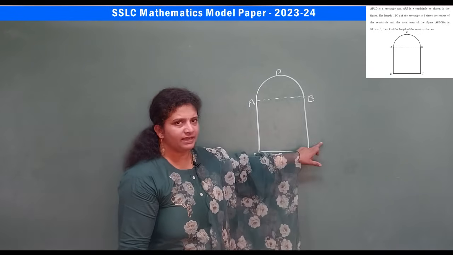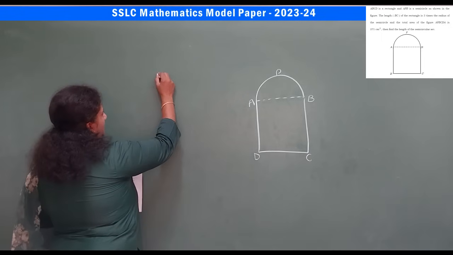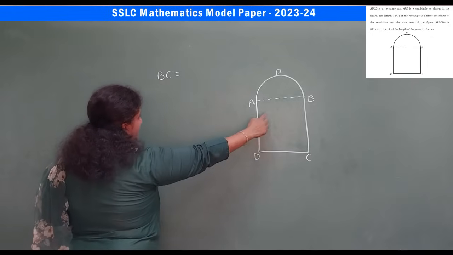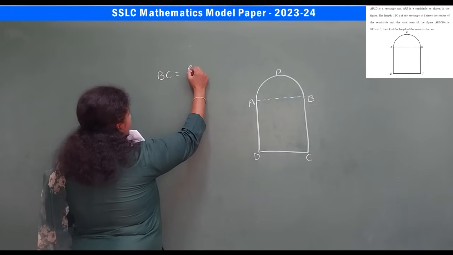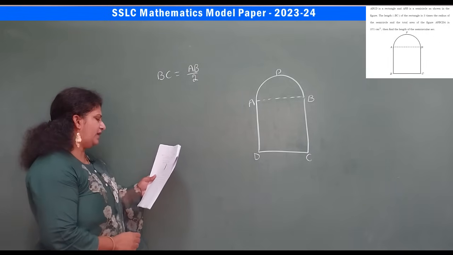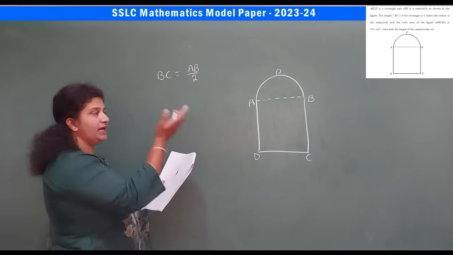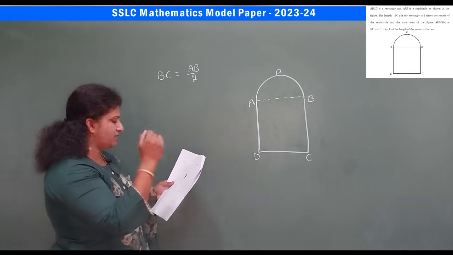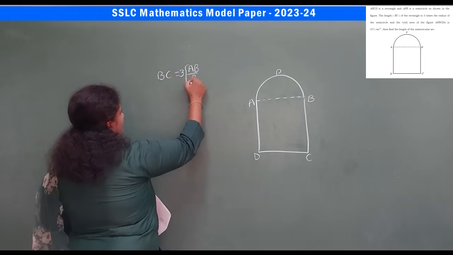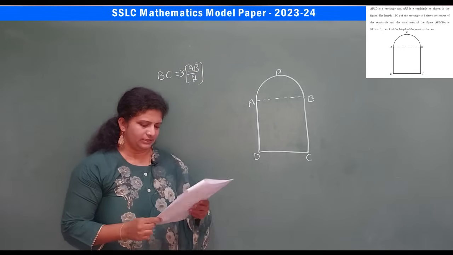Okay, what is the length BC? Radius means AB by 2 is the radius. Let me read the point again. The length BC of the rectangle is 3 times the radius of the semicircle. 3 times means 3 into the radius, which is AB by 2, of the semicircle.